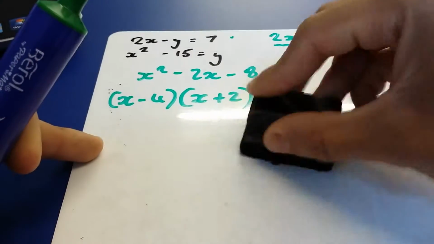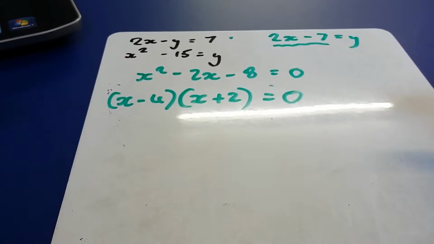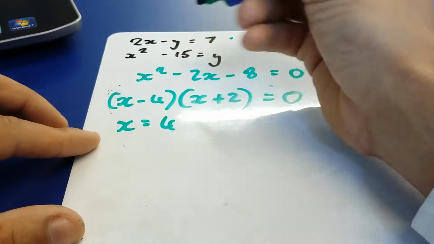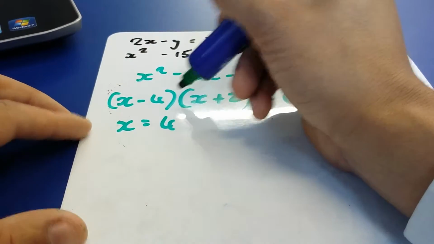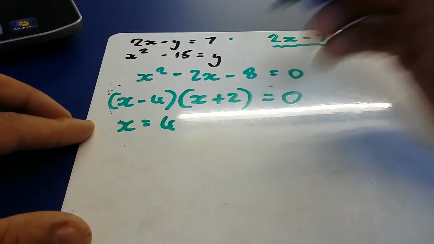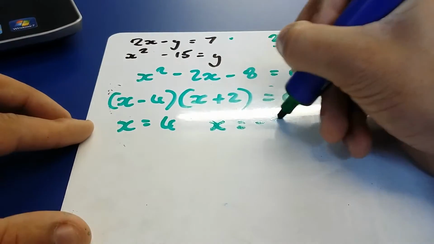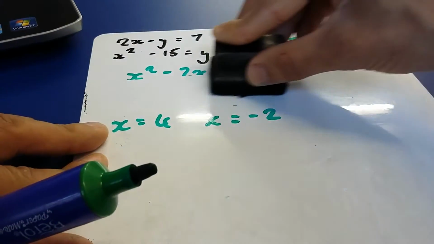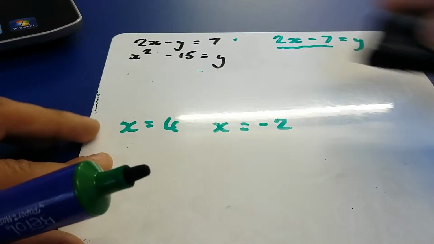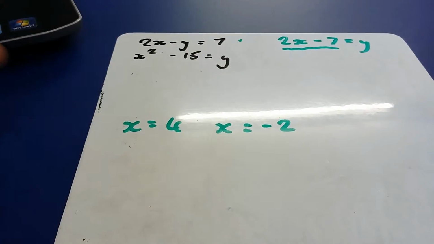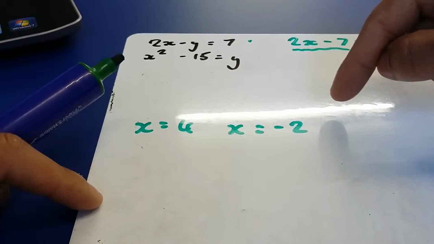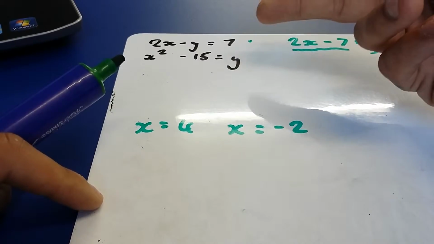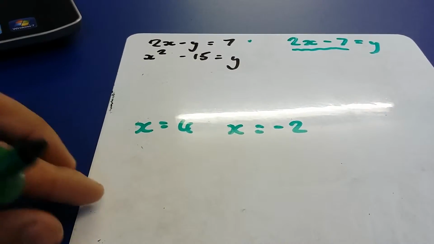So now from here, I've got two solutions for x. So x equals 4, because when x is 4, this bracket's worth 0, and therefore the equation's worth 0. And I've got x equals negative 2. Okay, so I've got my two solutions for x so far. However, we're not done yet, because we haven't found out the value of y. Now, if there's two solutions for x, that means there's going to be at least one solution for y. It should be two solutions for y we're expecting.